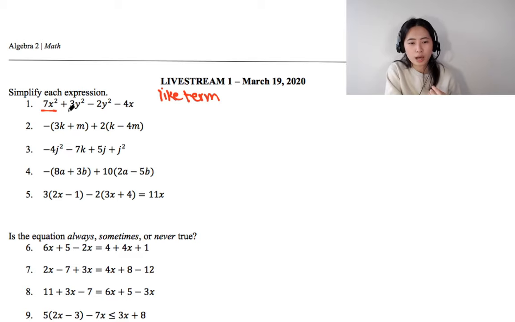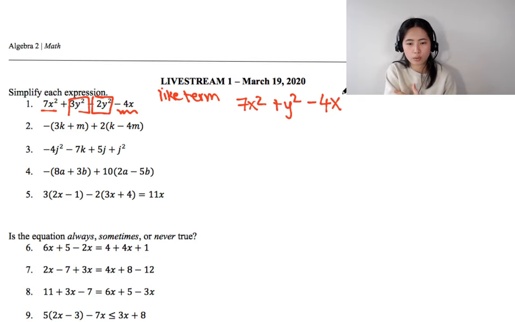Does that make sense? However, if you see 3y squared and minus 2y squared, these two are like terms, because both of them have y squared. So I will be grouping them based on like terms. We can simplify this: 3y squared minus 2y squared. All you have to do is subtract, so you get positive y squared. So you're going to have 7x squared plus y squared minus 4x. When you simplify this expression, this is how it should look.